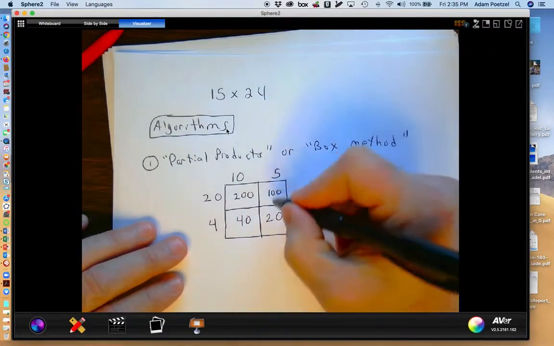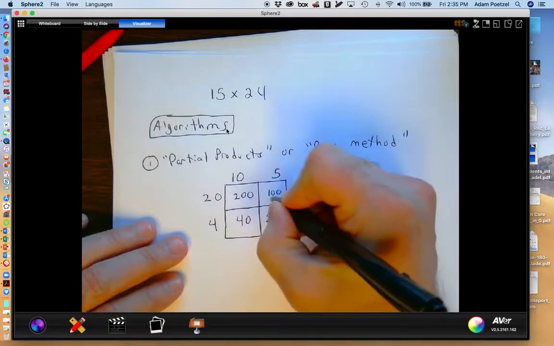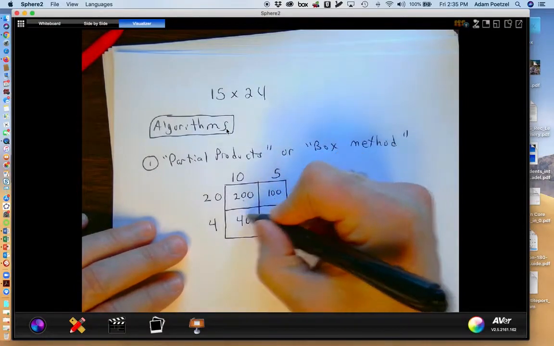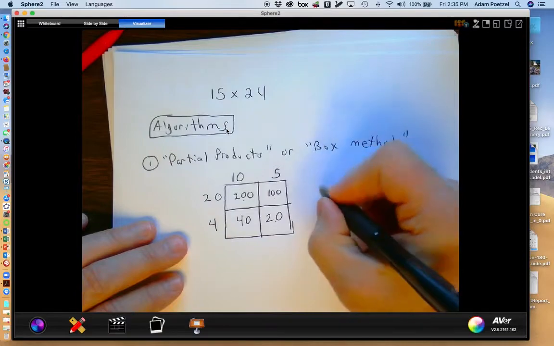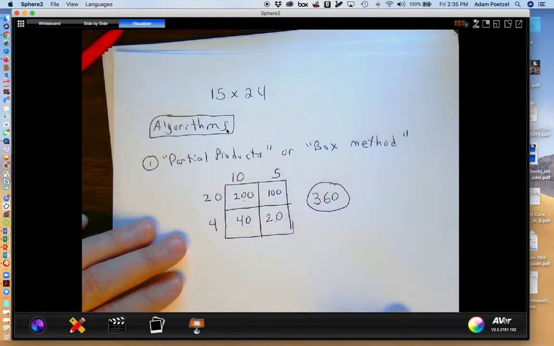And so again, basically, what we're left with in our box here is we just need to add those up, and we could maybe do that mentally, 200, 300, 340, 360, or we could line them up and add them up. But basically, we get that 360 there.